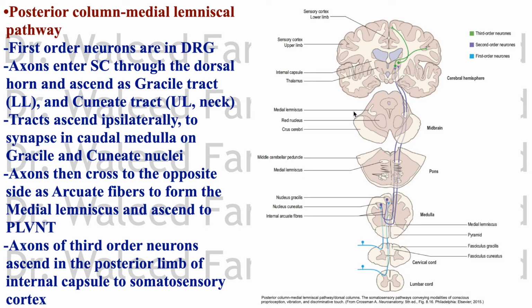So this is the posterior column medial lemniscus pathway. It's for fine touch and proprioception from the lower half of the body by the gracile tract and the upper half of the body by the cuneate tract, and they both synapse on the gracile and cuneate nuclei in the medulla, and form fibers that cross to the opposite side as the internal arcuate fibers and ascend as the medial lemniscus to the third order neuron, which is the opposite posterolateral ventral nucleus of the thalamus.